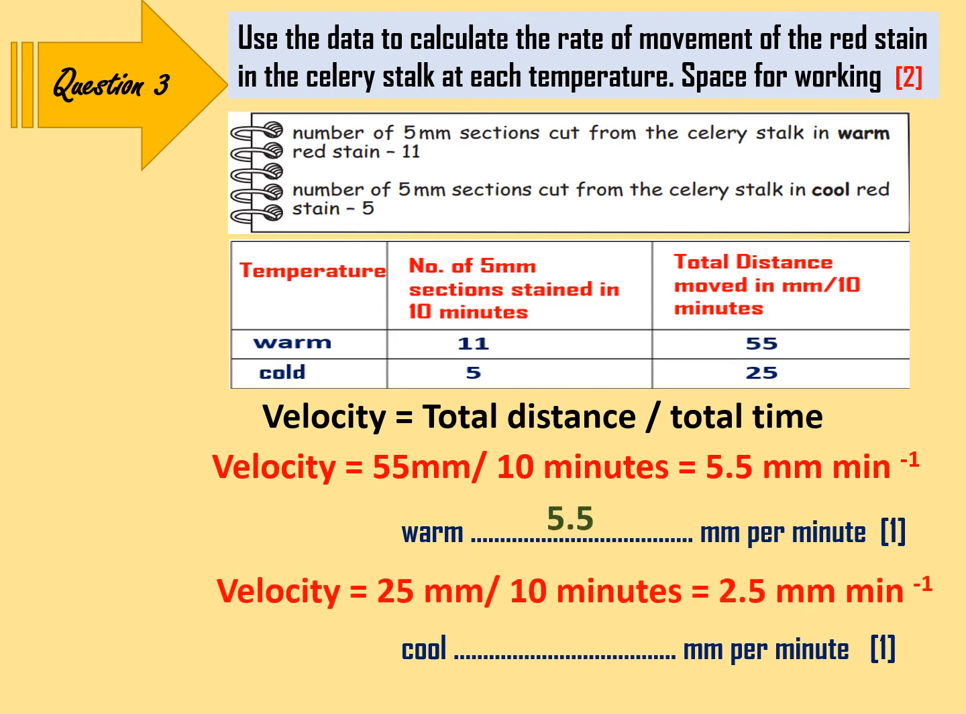While for the second, the velocity is equal to 25 millimeter divided by the total time 10 minutes, and that will be 2.5 millimeter per minute, and the answer will be 2.5. So in this way, you are supposed to calculate your data. You have to show your calculations to your examiner and put the correct value in the blank spaces.